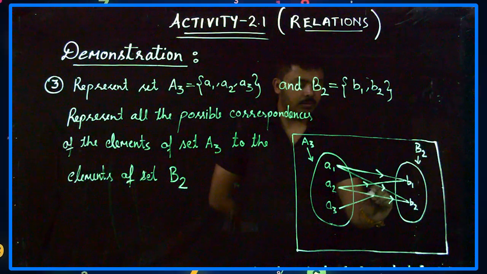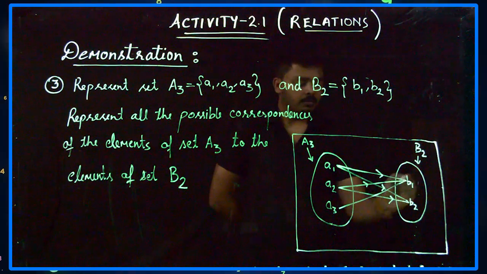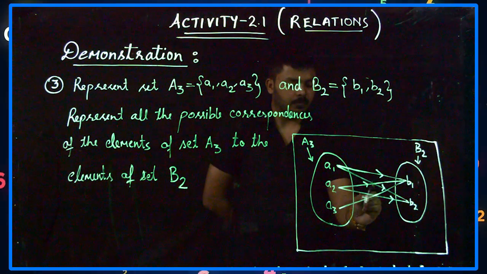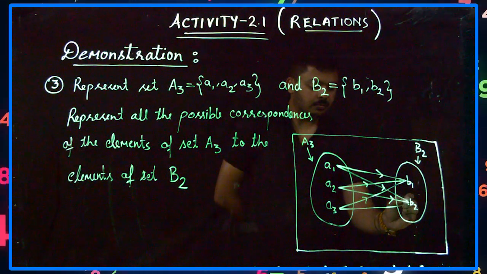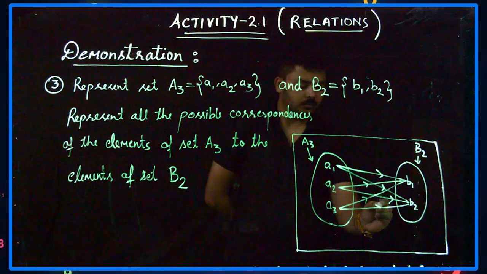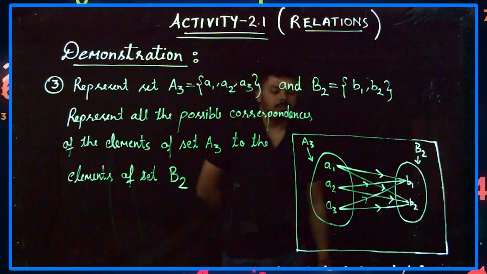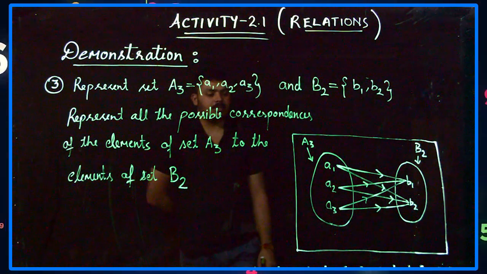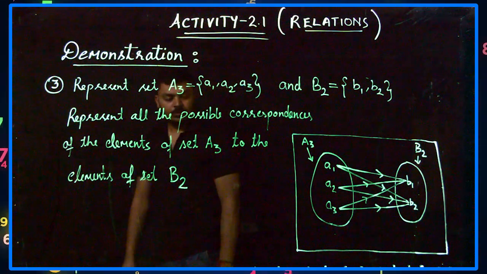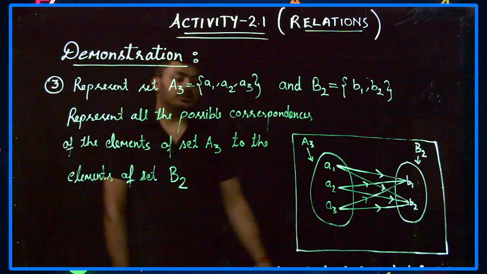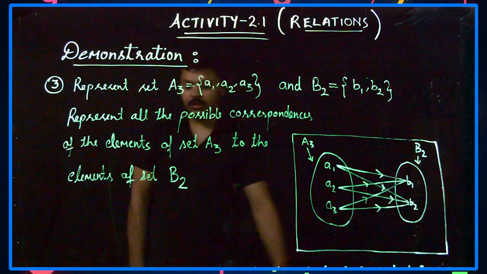Now A3 B1 and A3 B2. So this is the possible relation or correspondences between the elements of set A3 and set B2 that can be represented visually using this Venn diagram.